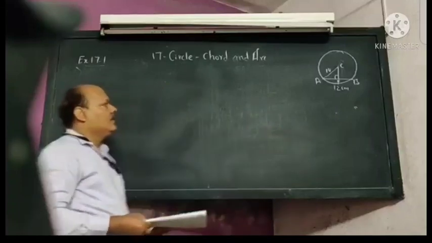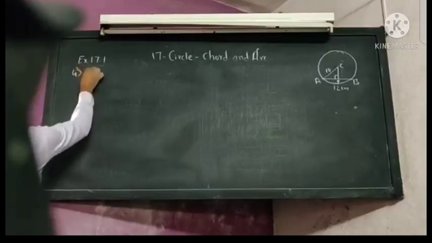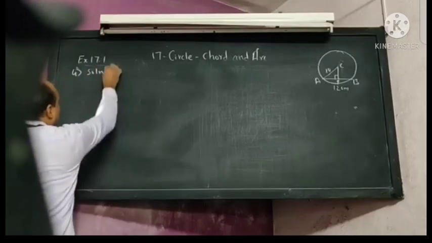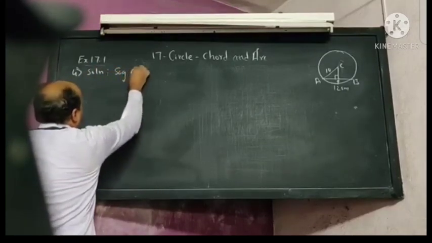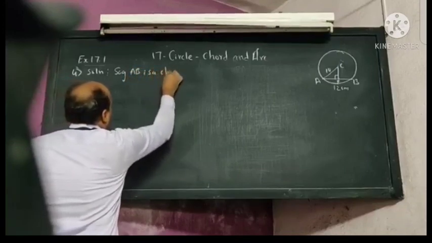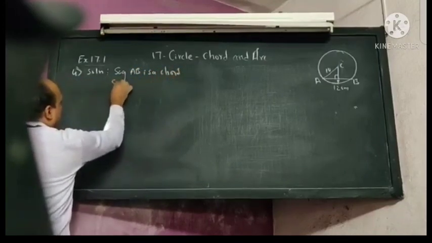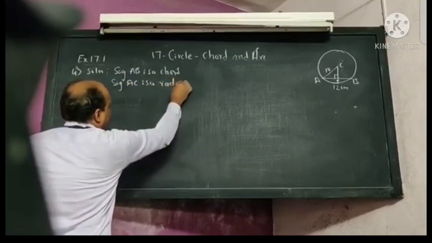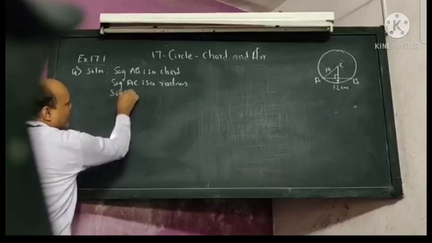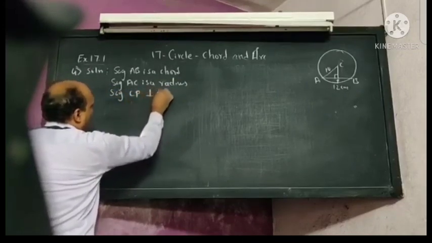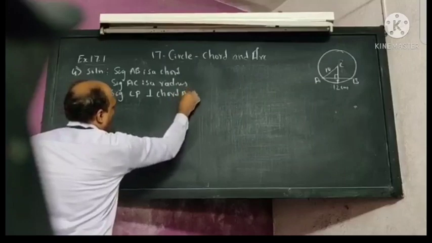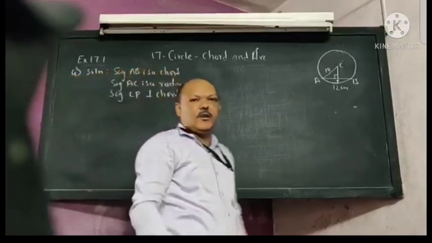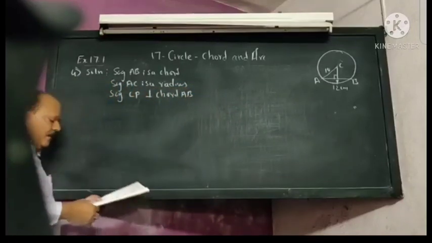So what is your solution will start? So number 4. What is your AB? AB I have taken as chord. So you have to just write that segment AB is a chord. Segment AC is a radius. And segment CP is perpendicular to chord AB. I hope all of you understood. These are all the alphabets I have taken. So we have to describe whatever alphabets you are taking. Is it clear?